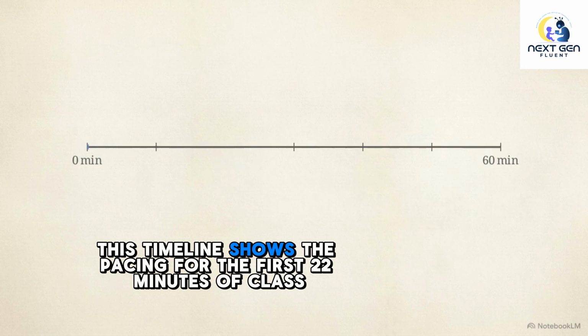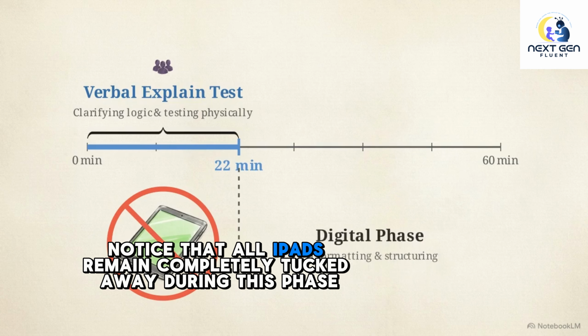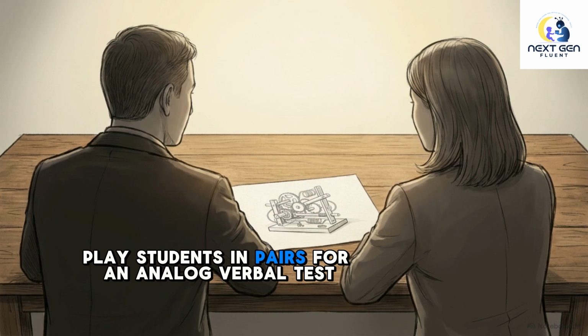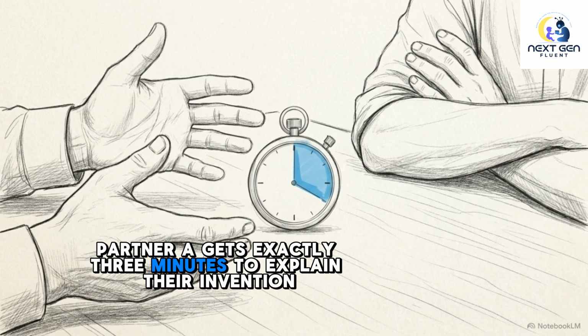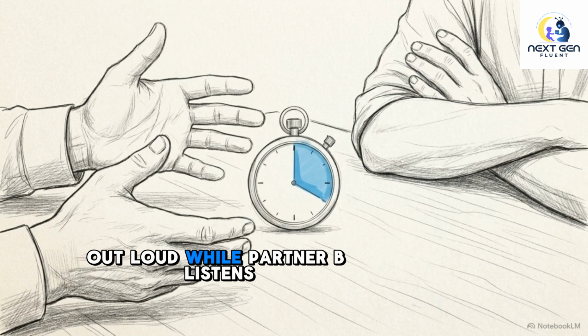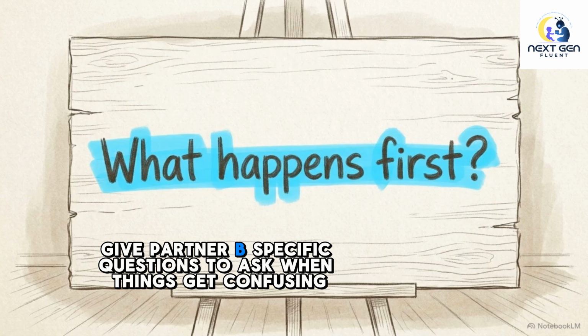This timeline shows the pacing for the first 22 minutes of class. Notice that all iPads remain completely tucked away during this phase. Place students in pairs for an analog verbal test. Partner A gets exactly 3 minutes to explain their invention out loud, while Partner B listens. Then they switch roles. Give Partner B specific questions to ask when things get confusing.